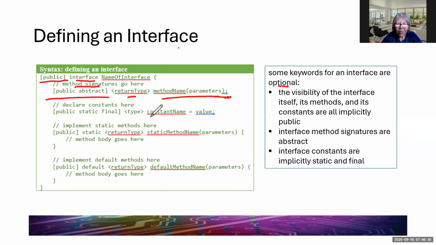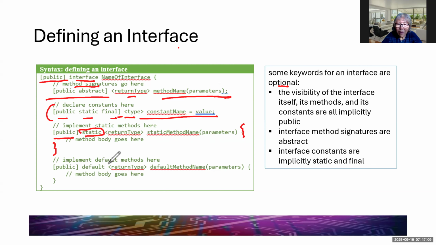And the constant we can define. Okay, you need to specify type. And these three keywords, they are all optional here. Okay, public, static, and final. If you don't provide them, the program will know, okay, they are public, static, and final constants. And for static method, the public keyword can be optional, okay, but you need to have this keyword static, and you need to implement it.